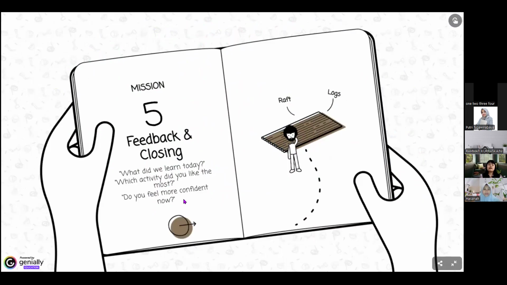Feedback and closing. I wanna ask you, what did we learn today? We learned how to ask and give directions. Okay, very good, Miss Ayu. And then the second question, which activity did you like the most? Okay, I think I like the map activity, Miss. Okay, good job. And then do you feel more confident now? Yes, I do.